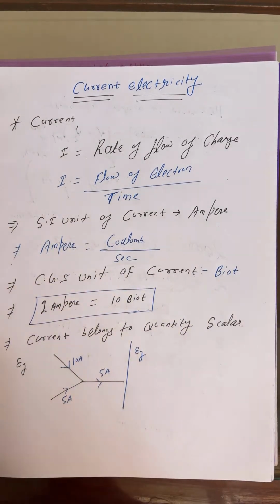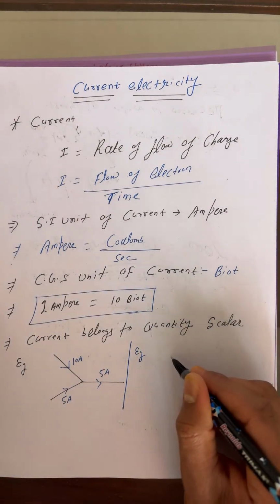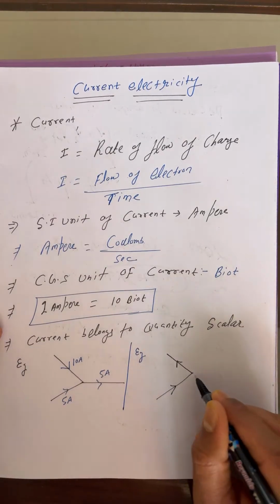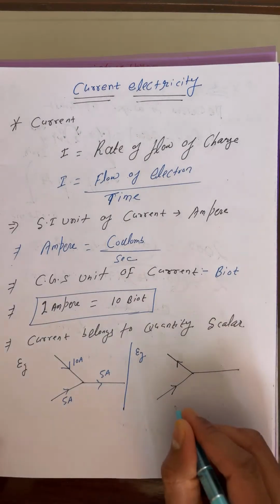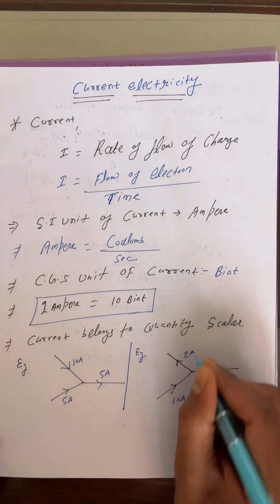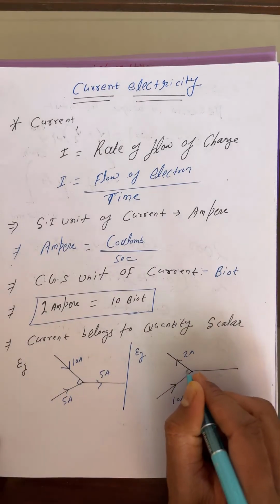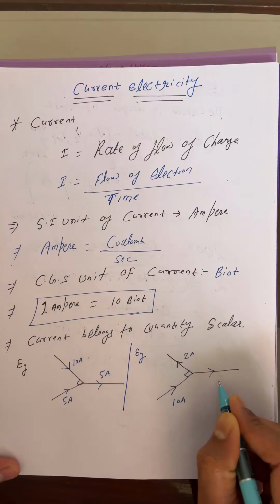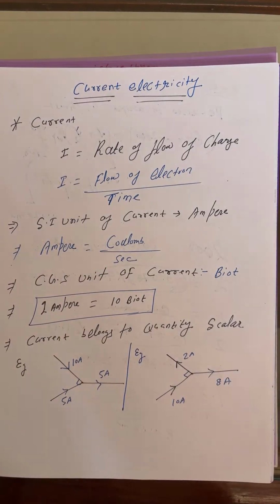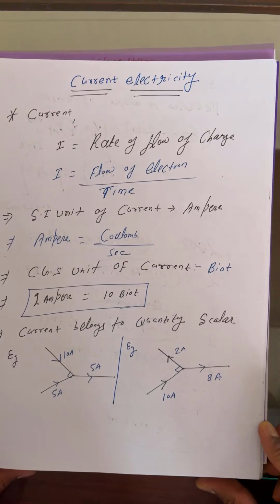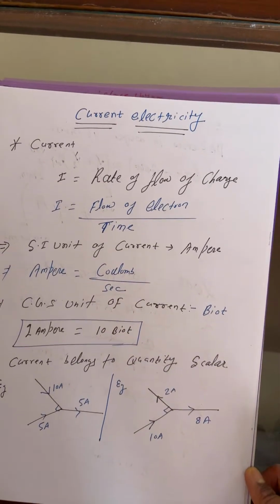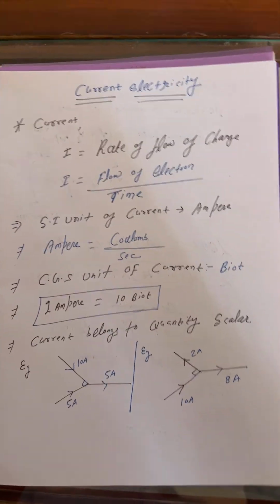Now, students, next question here. You can take it like this: a current coming from this side and going out from this side. This is 10 ampere, and this is 2 ampere. Both conducting wires are at an angle of 90 degrees, so there is no need to apply the vector law of addition. Simply 10 minus 2. This is 8 ampere.